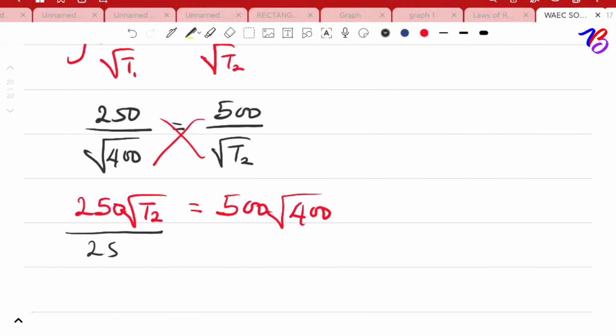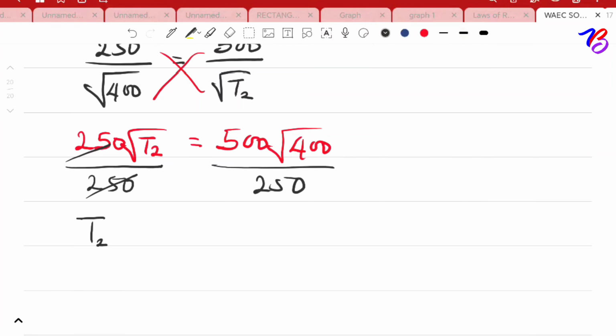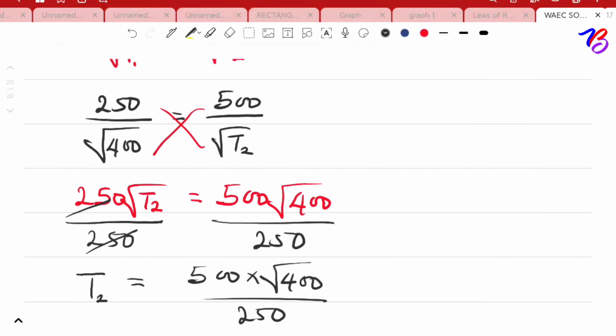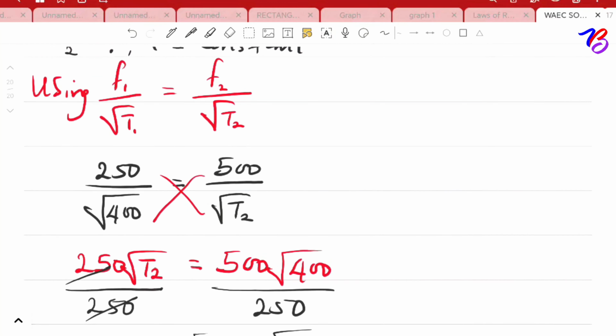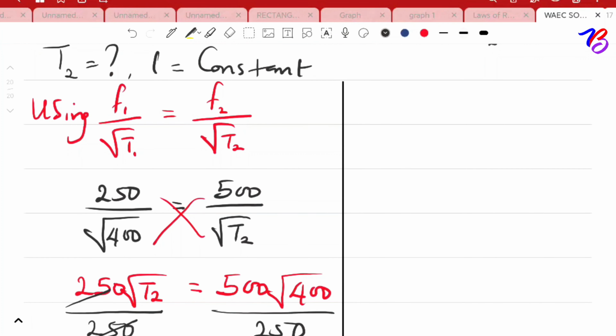So divide through by 250. 250 cancels out 250. Then you are left with the square root of T2 is equal to 500 multiplied by the square root of 400, all divided by 250. Is that clear? Something is missing from here. We have not squared that T2. So let's insert the square root. Okay. So now the next step from here, we'll take the square root of both sides, or you say square both sides.